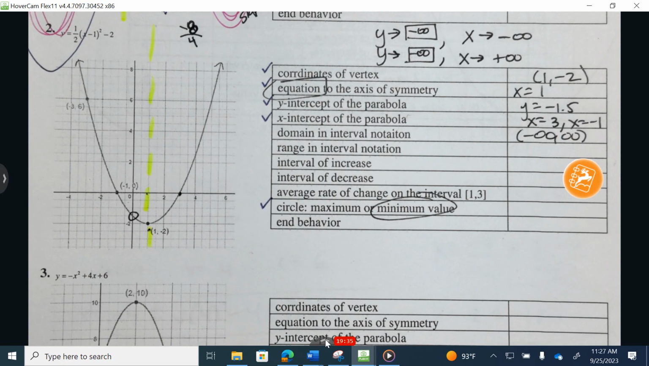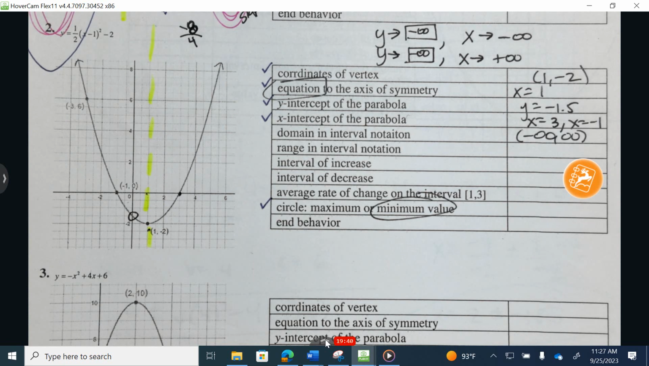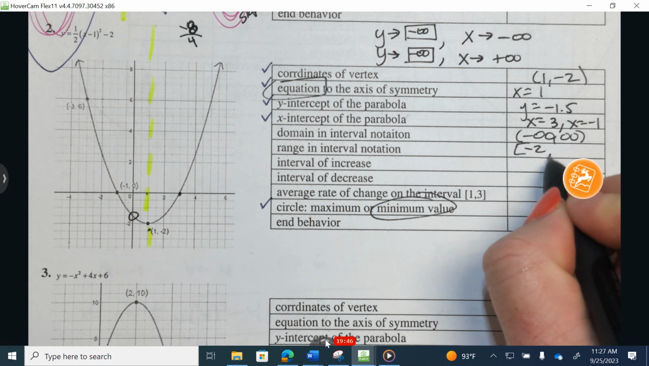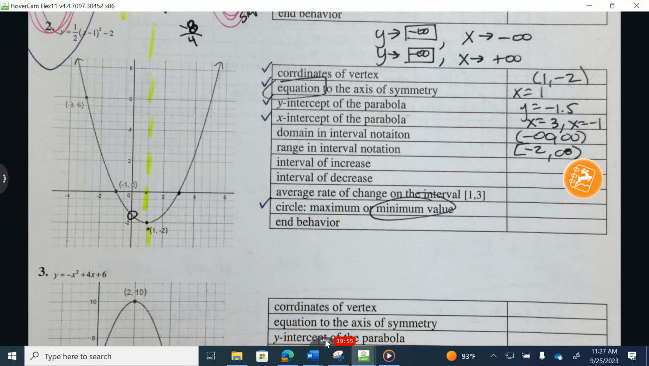So when I look at the range here, how low does this go? Does it go as low as 1 or as low as negative 2? What is the y value? Negative 2. And there's no limit how high it goes. For this particular problem, we always look at this from left to right.